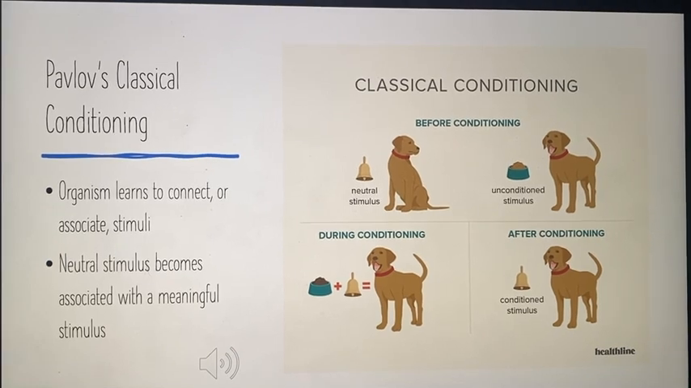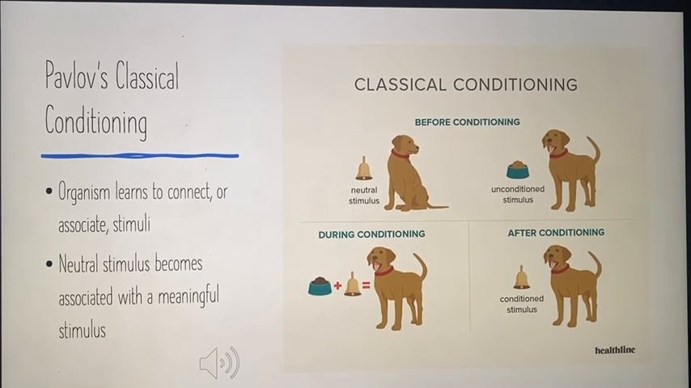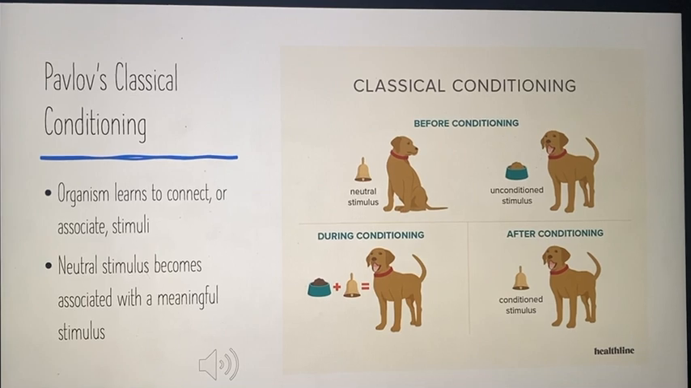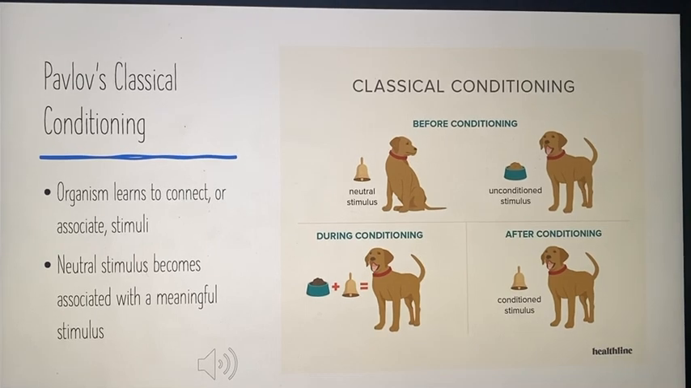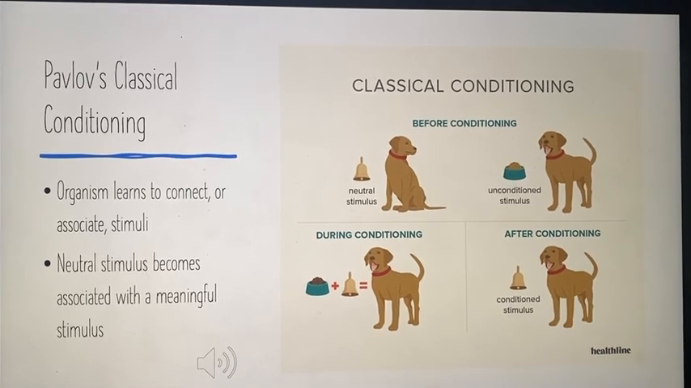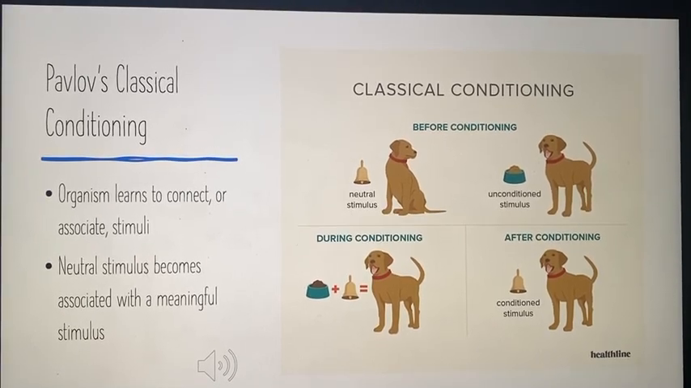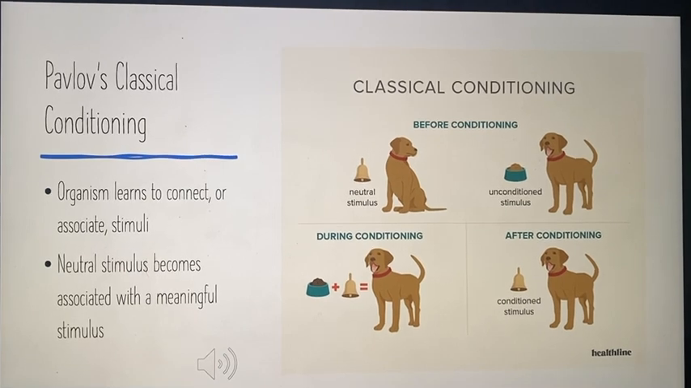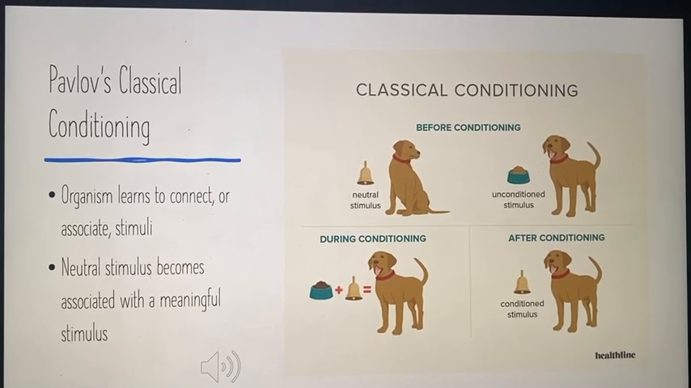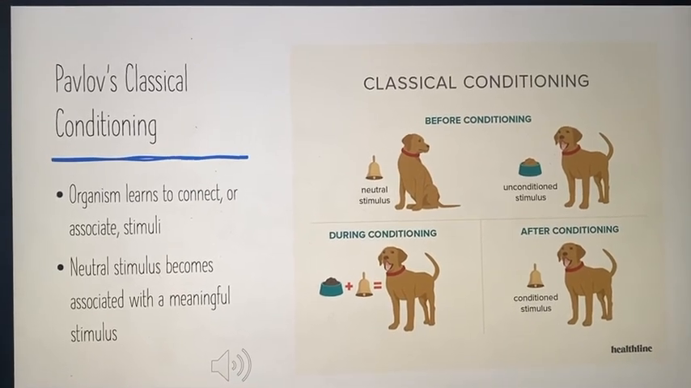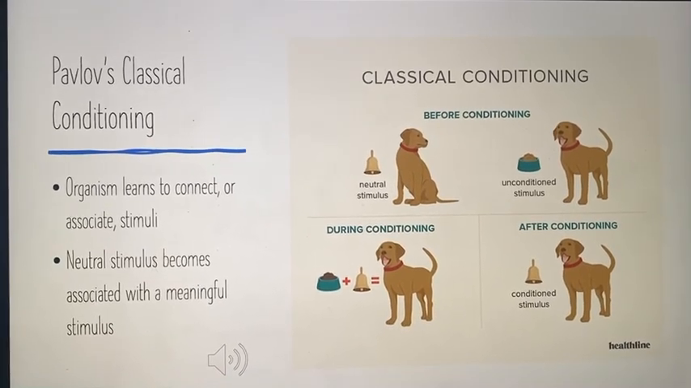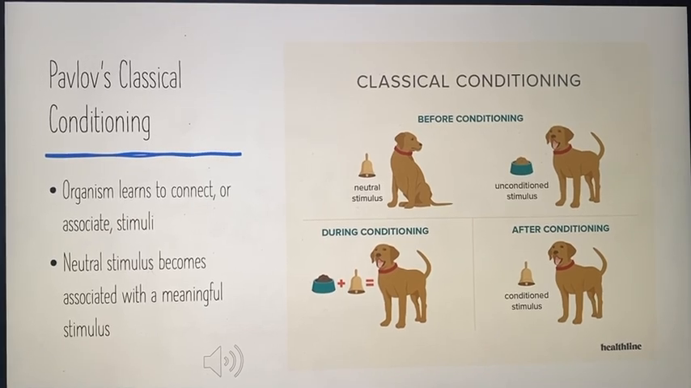So this is where organisms learn to connect or associate stimuli, and the neutral stimulus becomes associated with a meaningful stimulus. So classical conditioning overall is a form of associative learning in which a neutral stimulus becomes associated with a meaningful stimulus and acquires the capability to elicit a similar response. So, for example, Pavlov used a dog for his classical conditioning experiment.